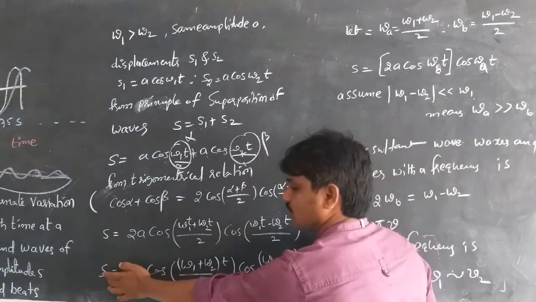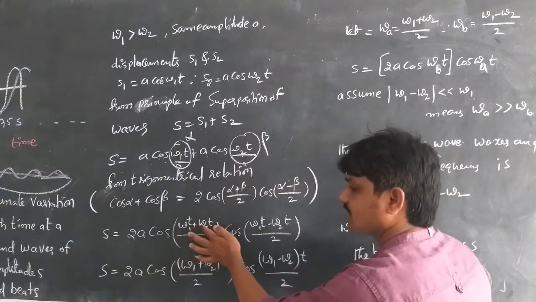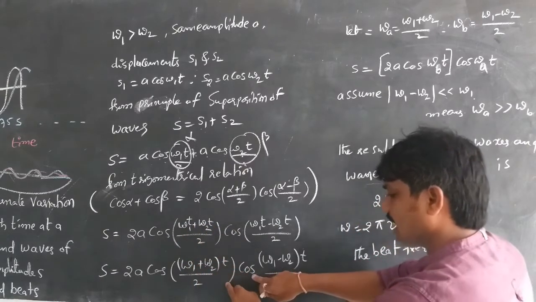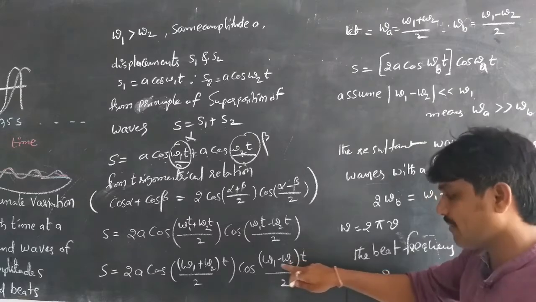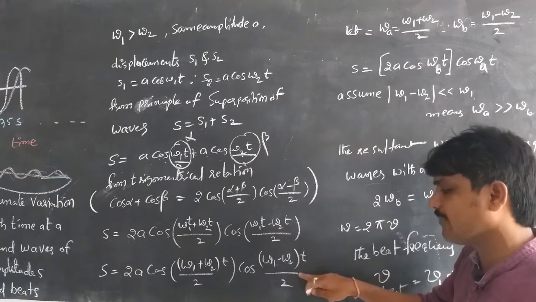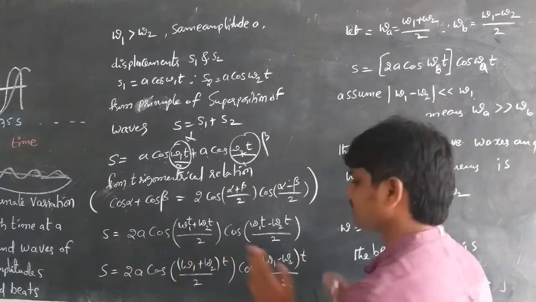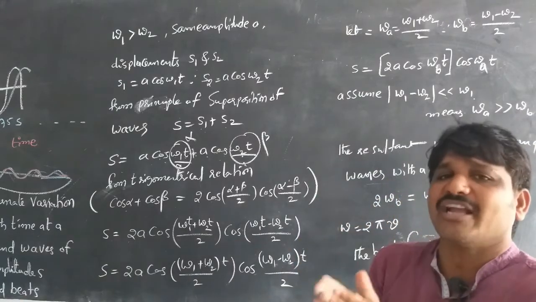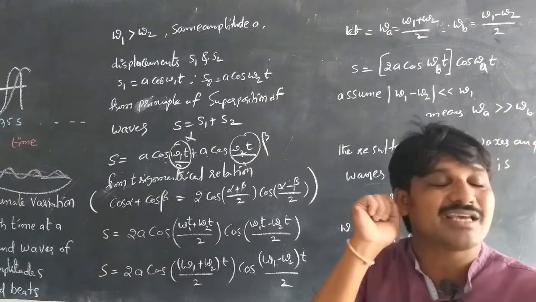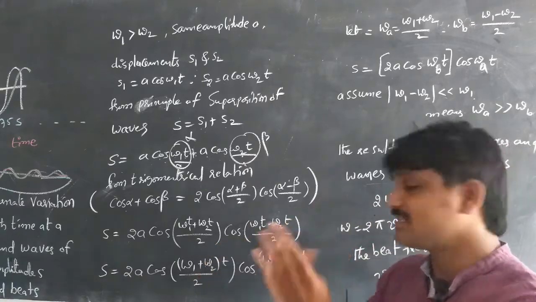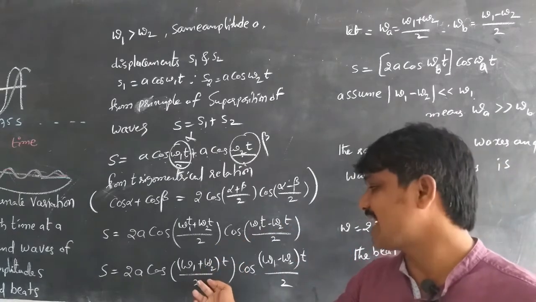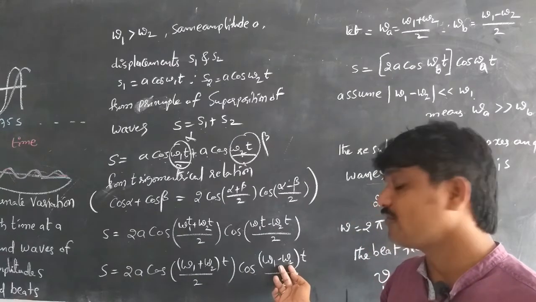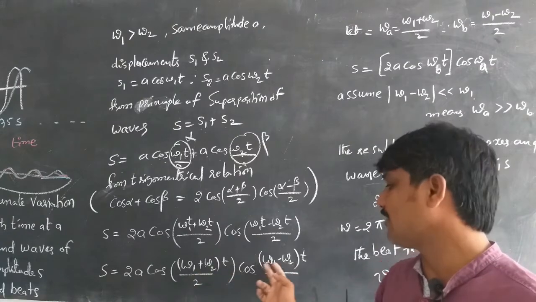So S is equal to 2A cos of, taking t common outside, (omega 1 plus omega 2) by 2 into t, and cos of (omega 1 minus omega 2) into t by 2. From this relation, whenever two waves are superimposed, we can hear the sound. Where the angular frequencies add, we get maximum sound, and for omega 1 minus omega 2, waning of sound, waxing and waning.